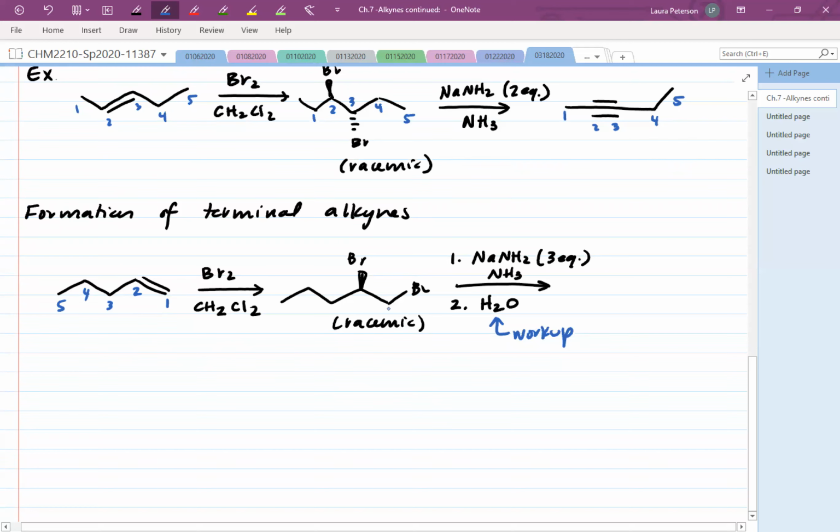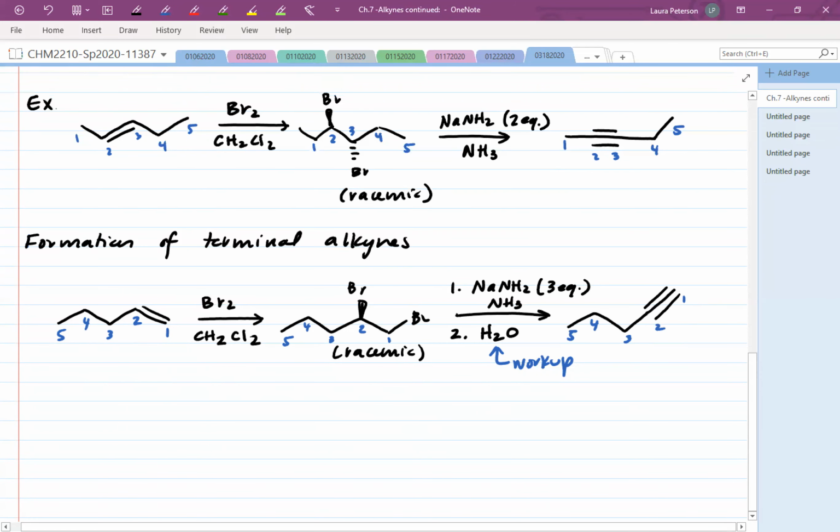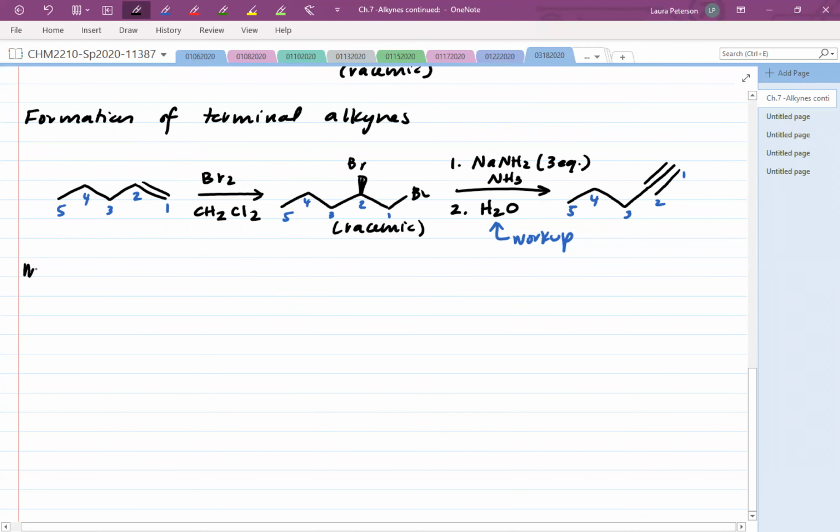So let's count our carbons. I should have a 5-carbon chain in the product where I have an alkyne between positions 2 and 3. Let's make that a little bit longer. And so we can see the product's not really any different between the previous example that we had up here with the internal alkyne versus the formation of the terminal alkyne. But we'll see in the mechanism why we require the 3 equivalents of base. So the mechanism starts off in the same way. We're just going to have to realize something about one of the intermediates when we get there.